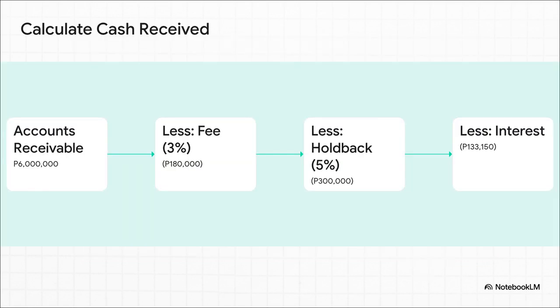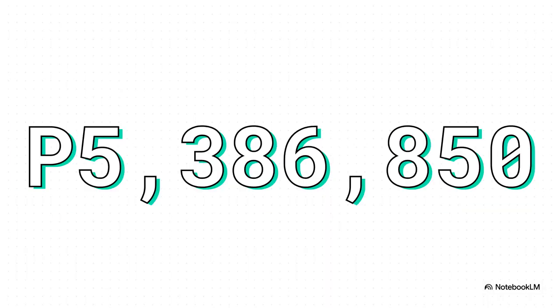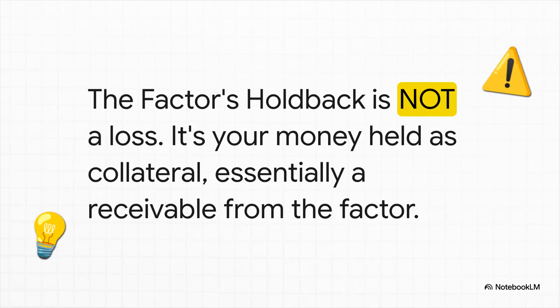Let's break it down. First up, the cash. It's pretty straightforward. We start with our total receivables, that 6 million pesos. Then we just start subtracting everything the factor takes off the top. So take out the 3% fee, that's 180,000 pesos. Take out the 5% holdback, that's 300,000 pesos. And finally, take out that interest charge, which comes out to 133,150 pesos. And boom, there it is. After all those deductions, this is the amount of cash that actually lands in the company's bank account right away. Mission 1 complete.